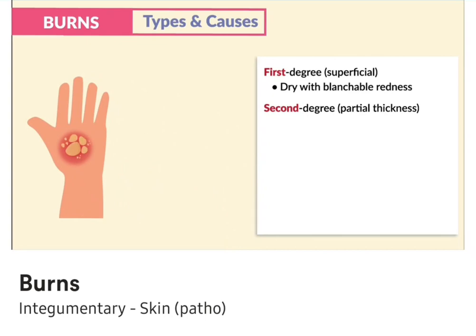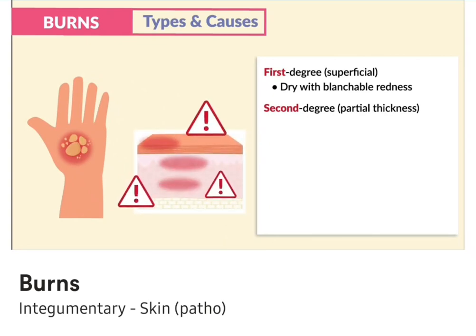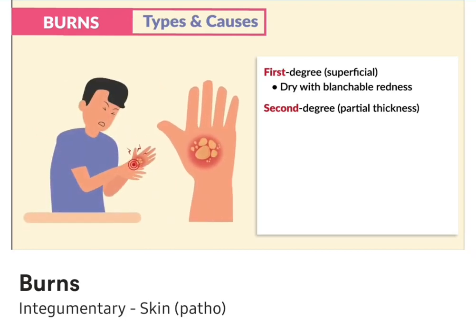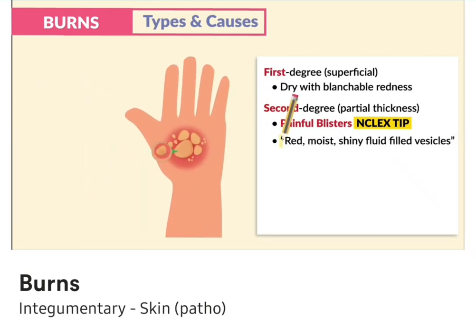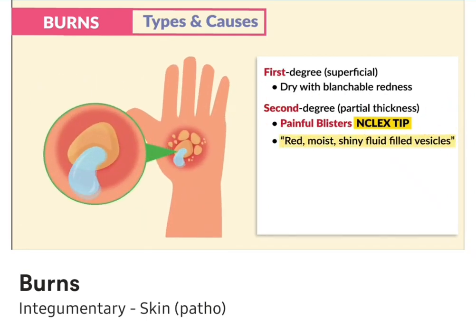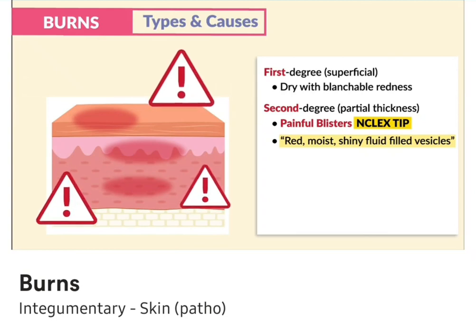Now second degree burns, called partial thickness burns, we have both the epidermis and dermis that are damaged. So the key sign to know is painful blisters, huge NCLEX tip. So write down these keywords here: red, moist, and shiny fluid-filled vesicles, or basically blisters that often leak fluid. So just think 2 layers of skin for second-degree burns.